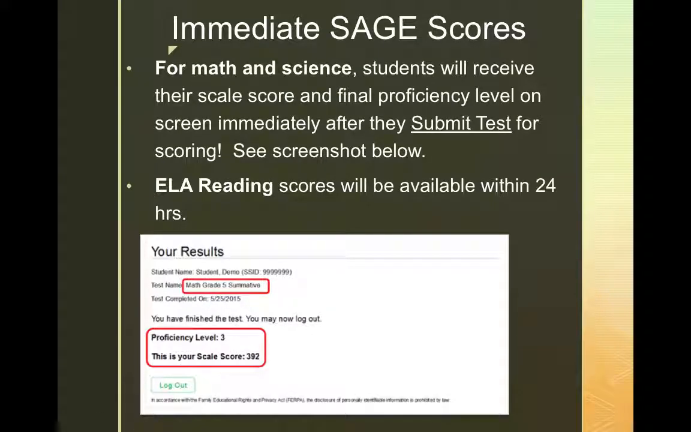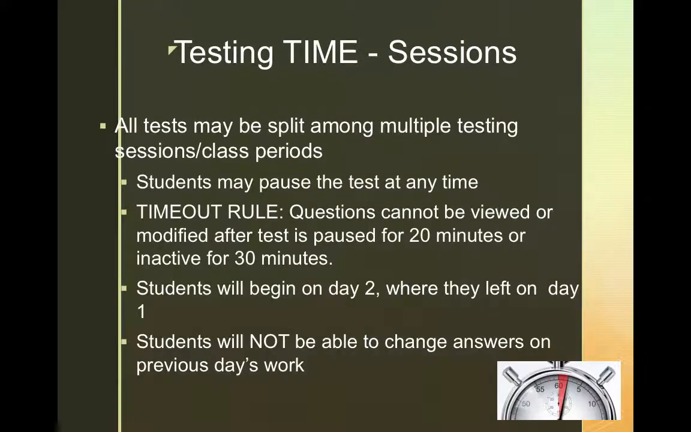For math and science, students will receive their scale score and final proficiency level on the screen immediately after they click submit. ELA reading scores, as I said before, will be available within 24 hours. The only thing that would hamper that return rate is if their writing scores get hung up on needing to be rescored and hand scored. So that might take a little bit longer for them to get that score back.